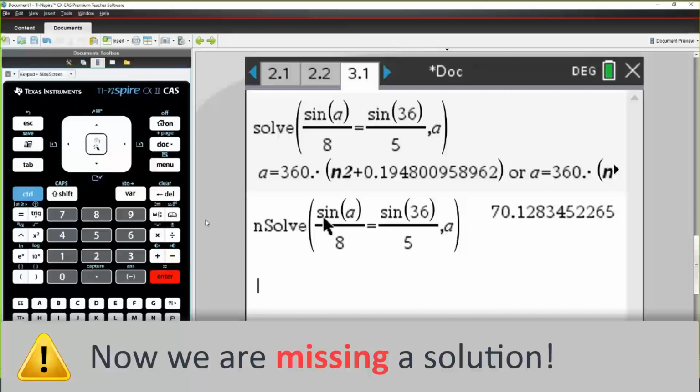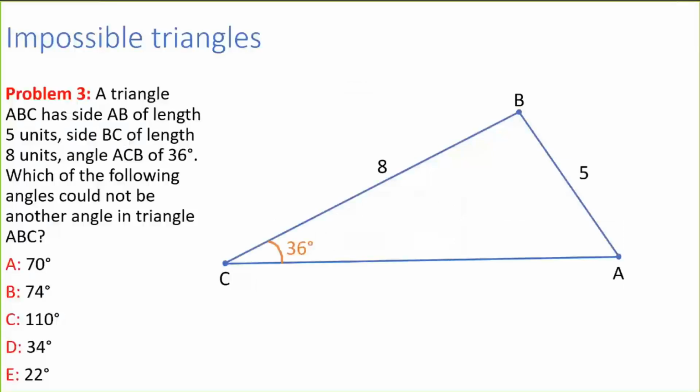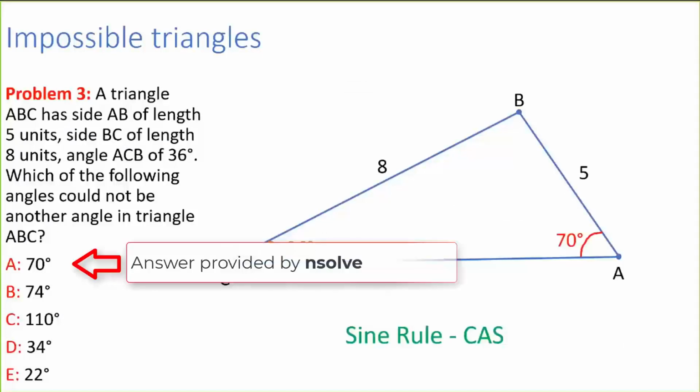Just copy and paste it and put the n in front of the solve, and you'll get something that looks much more intelligible. Okay, so we've got 70 degrees. So if we go back now to our PowerPoint, that means that angle there is 70 degrees.